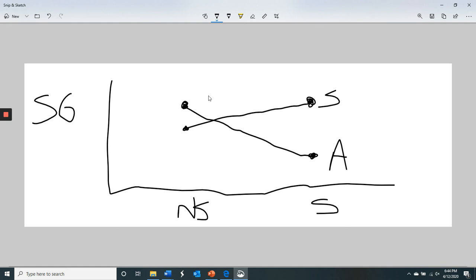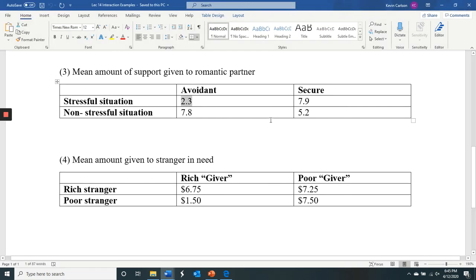Or we can interpret the dots. So under no stress conditions, avoidant partners gave more support than secure. However, under stressful situations, secure people gave substantially more support than avoidant people. So either one of those interpretations is fine. It's saying the same thing. It's just which perspective are you taking?